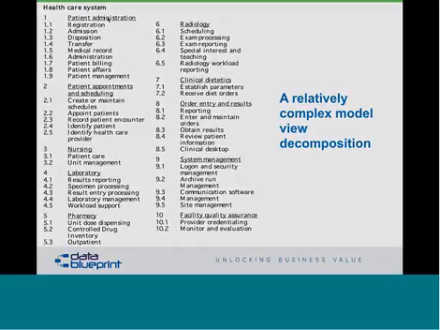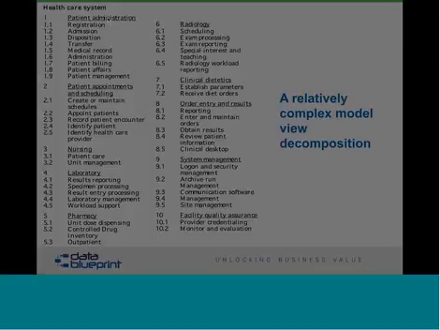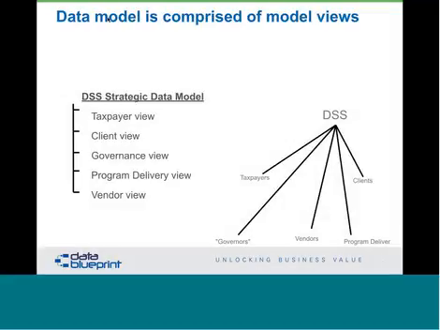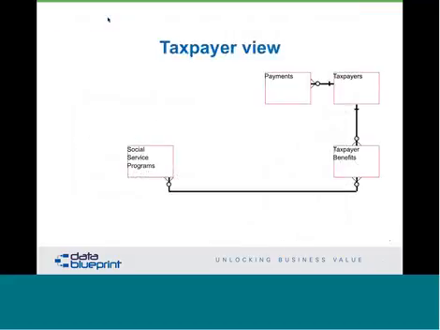Similarly, you may want to look at a strategic level data model. Here's one for the Commonwealth of Virginia's Department of Social Services that was done. I think this is probably maybe 15 or 20 years old. I'm sure it doesn't bear any resemblance to what's going on here, but at the time it was very useful to explain to people that there was a taxpayer view, a client view, a governance view, a program delivery view, and a vendor view. And I'll show you each of them very, very briefly.